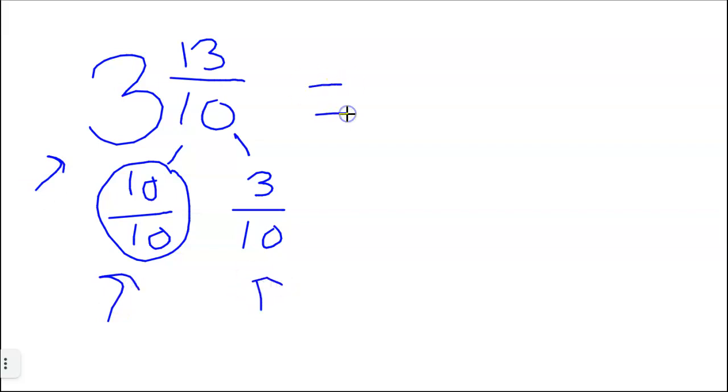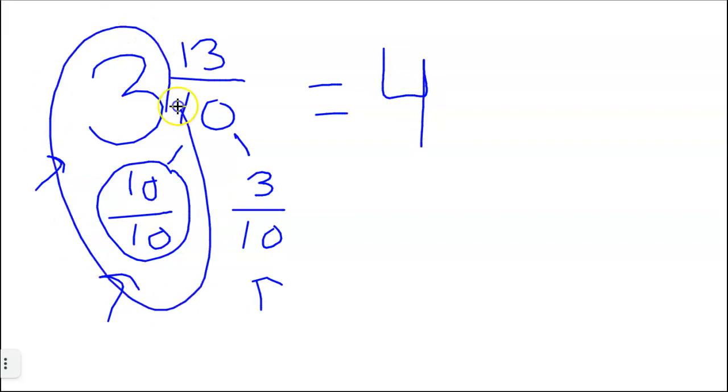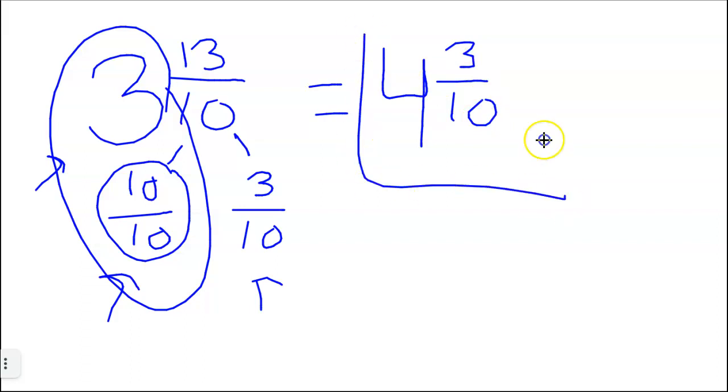So let's put that all together. I have 4 wholes, because I have this 3 and this whole, with 3 tenths left over. So our final answer would have been 4 and 3 tenths. Let's go ahead and do a couple practice ones.